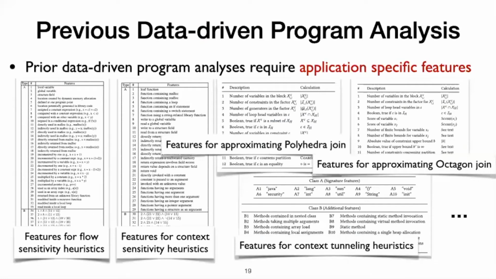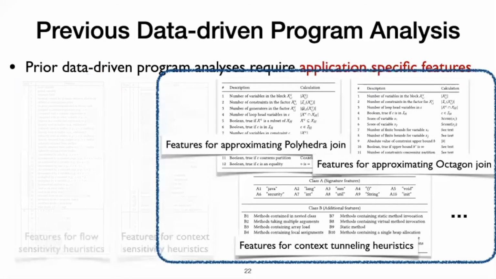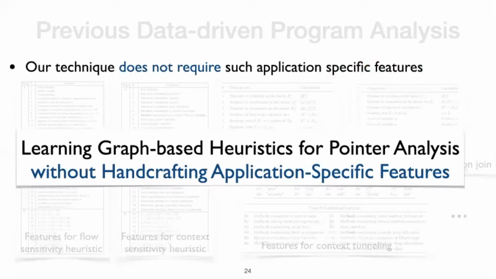Our technique is different from the other machine learning-based static analysis techniques in terms of designing features. In the previous data-driven static analysis, they handcrafted application-specific features to learn analysis heuristics. For example, they manually designed features to learn flow sensitivity heuristics, context sensitivity heuristics, and other heuristics. It is obvious that such qualified features are essential for better pointer analysis, but handcrafting these features is a non-trivial task even for experts. Unlike the previous works, our technique does not require such application-specific features, and the effort as well. This fact is depicted by the title of our paper, Learning Graph-Based Heuristics for Pointer Analysis without Handcrafting Application-Specific Features. Instead of designing the features, we automatically generate qualified features.